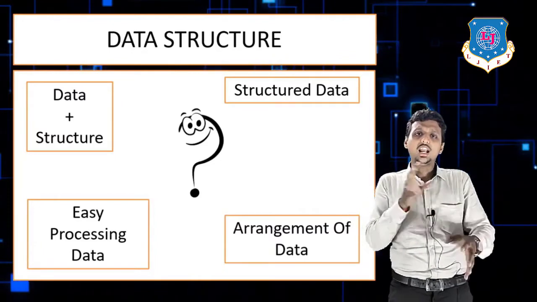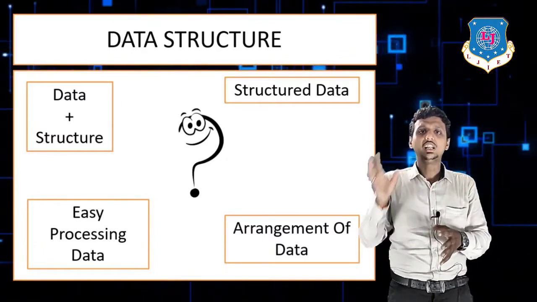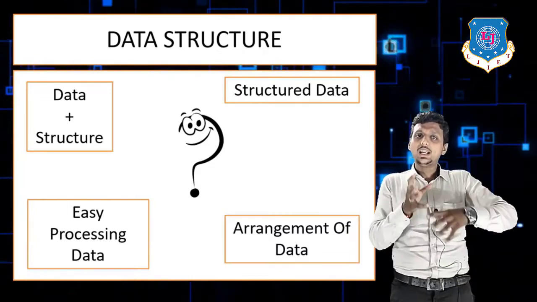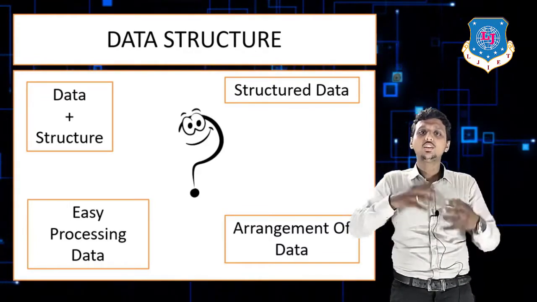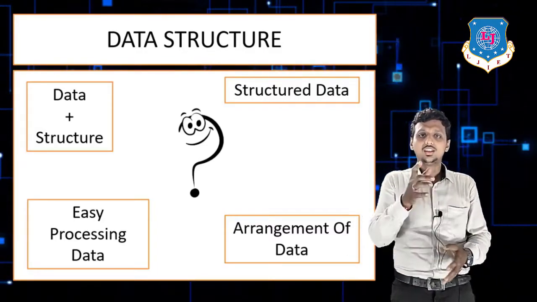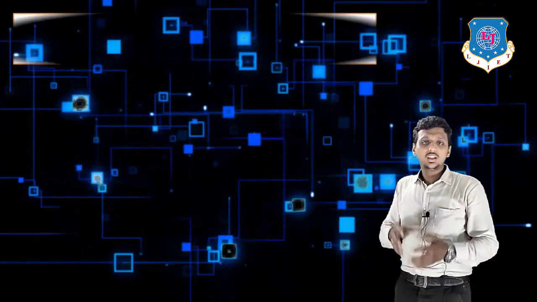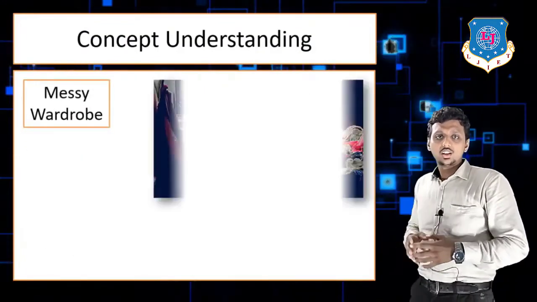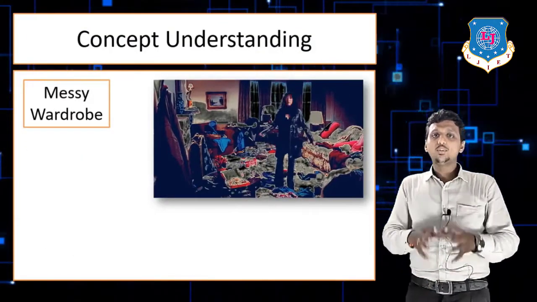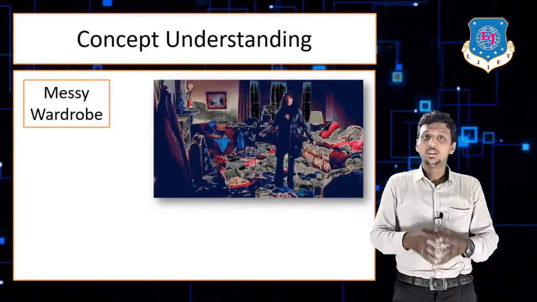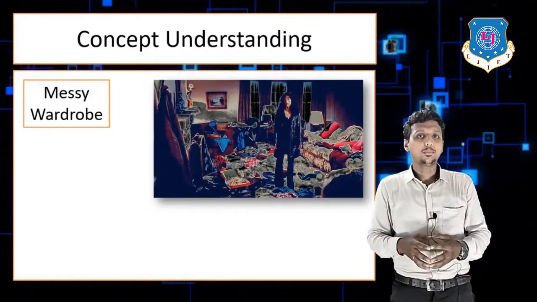So right now it is not clear in our mind what we mean by data structure. It might be arrangement of data, processing of data, or structured data. What is that actually? Let's see with one example. First, I am taking the example of a messy wardrobe. Just imagine a situation in your home where your wardrobe is not properly arranged.